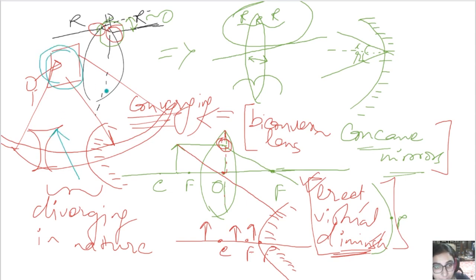And how is it possible? It is only possible if its size is reduced. So that is where convex mirrors come into action. Then we talked about their magnification formula, we talked about the mirror formula, we talked about sign convention. Similar things also exist for lenses.